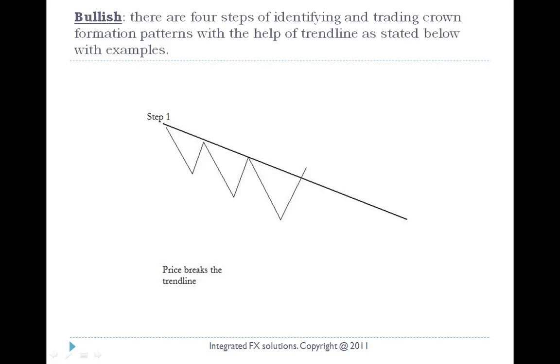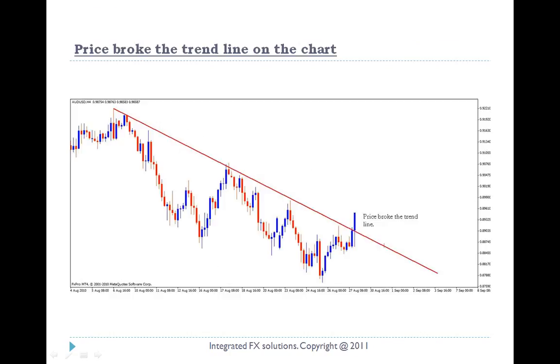For the bullish crown formation, there are 4 steps to be taken when identifying and trading a crown formation pattern with the help of the trend line, as illustrated below. Step 1, price breaks the trend line as indicated on the chart. The trend line is broken. Here is a chart sample. Price broke the bearish trend line.